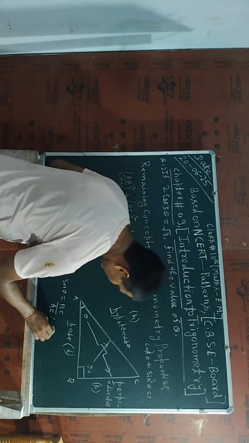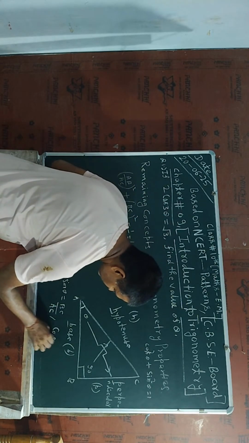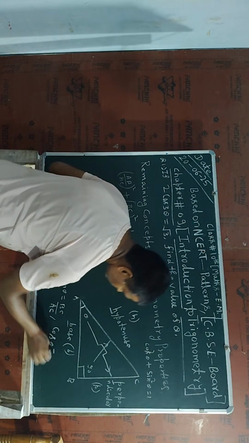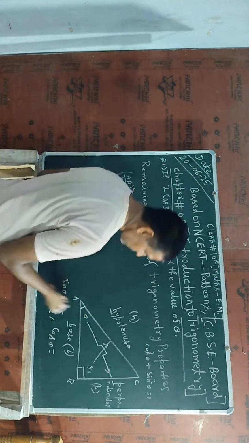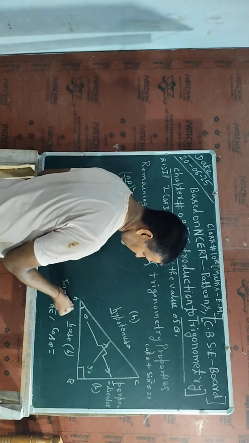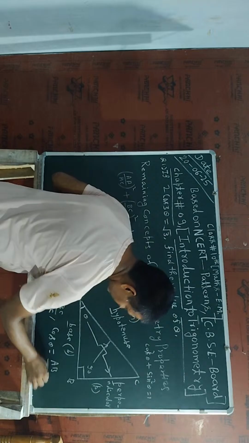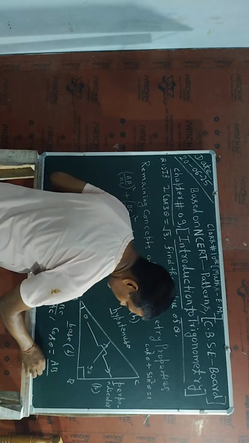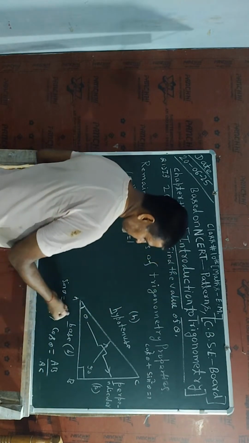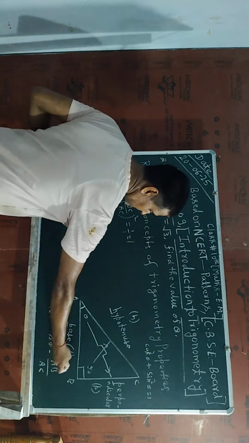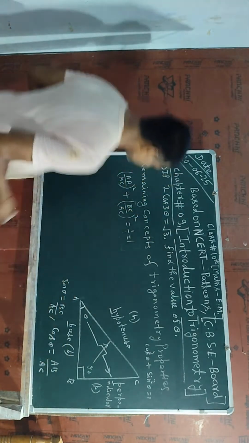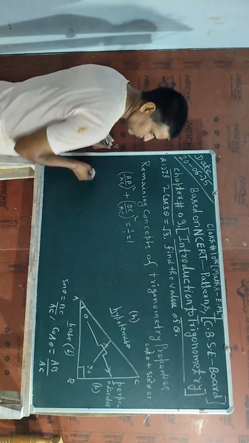Similarly, I will write the value of cos theta. Cos theta is also known as base divided by hypotenuse. The value of base is AB. So here I will write AB divided by AC. Here I will write AC. So value of BC divided by AC and value of AB divided by AC, I will substitute in this expression.